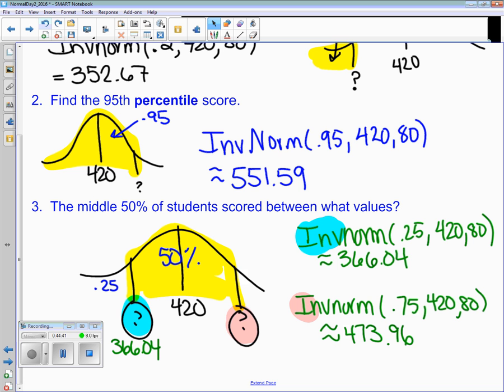So important things to remember: when do I use normal CDF? When I'm trying to find what? Aaron, when do I use normal CDF? When I'm trying to find the percent. When I'm given the percent, what do I use? Inverse norm. Those are two distinct functions in the calculator. Know when to use what.